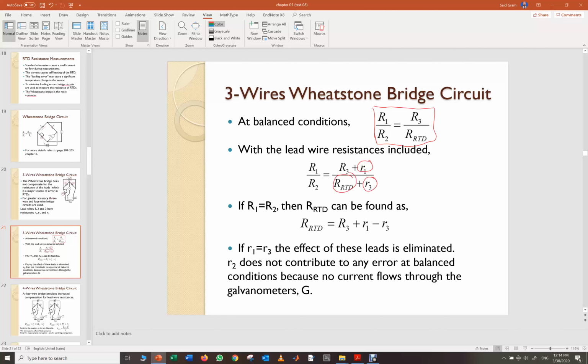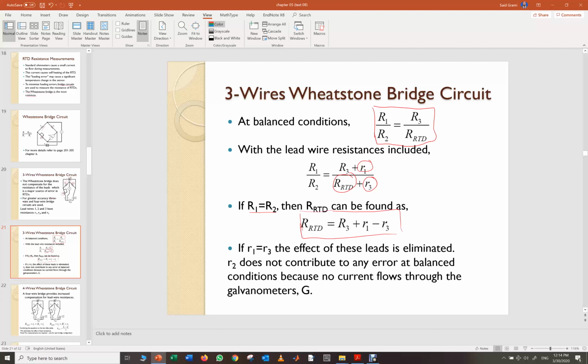If we get R1 equal to R2, then RTD can be found as RTD equals R3 plus r1 minus r3. So if we use R1 equal to R2, the resistance of the RTD is given by RTD equals R3 plus r1 minus r3.